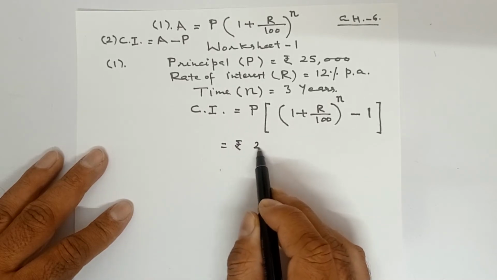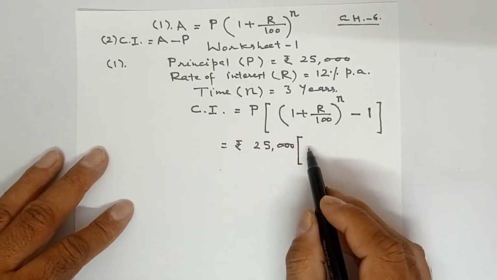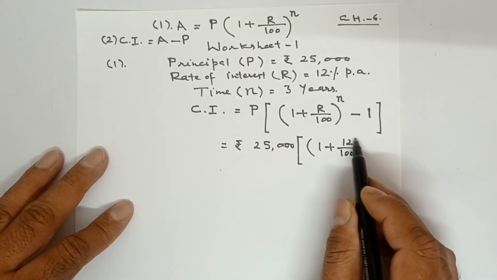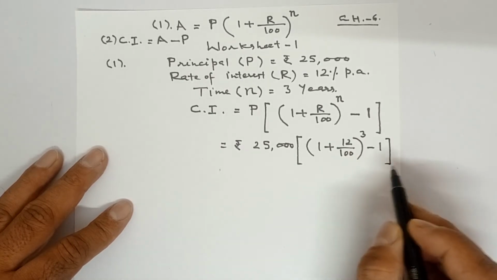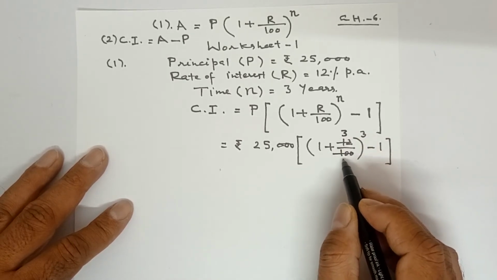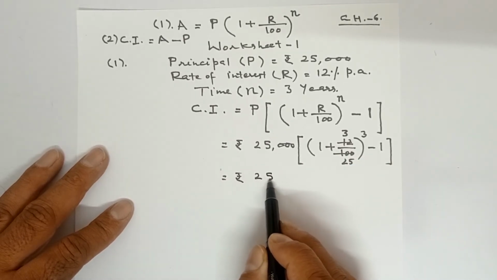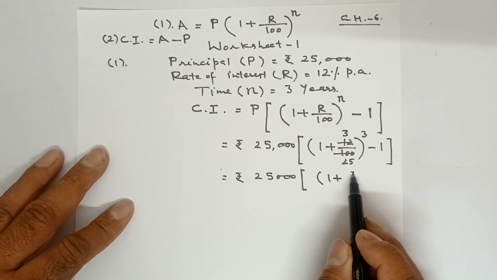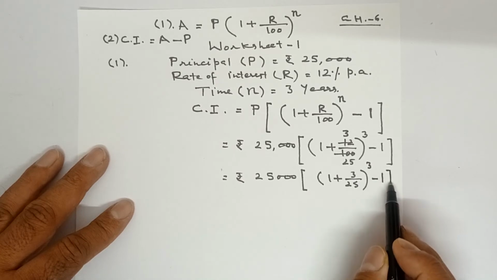Rupees 25,000, this is principal, then square bracket, 1 plus r is 12, so 12 upon 100, whole power n means 3, and minus 1. The cancellation of 12 and 100 with the table of 4: 4 threes are 12, 4 twos are 8, 4 fives are 20 (hence 25). So this is rupees 25,000 [1 + 3/25]^3 minus 1.